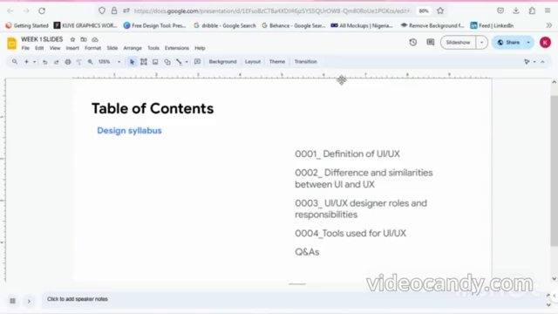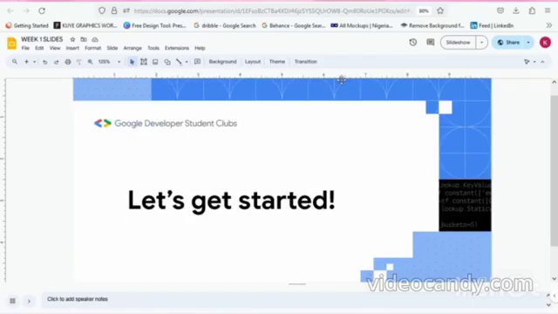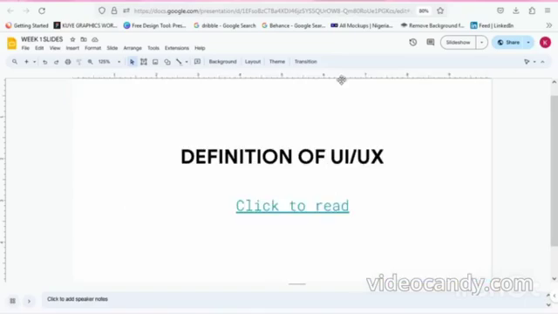So the table of contents: we'll be discussing what UI is, what UX is, the differences and similarities between UI and UX, the rules that are applicable to UX designers and UI designers, what their responsibilities are, and the tools to be used. Let's get started. We'll go right into the definition of UX and the definition of UI.